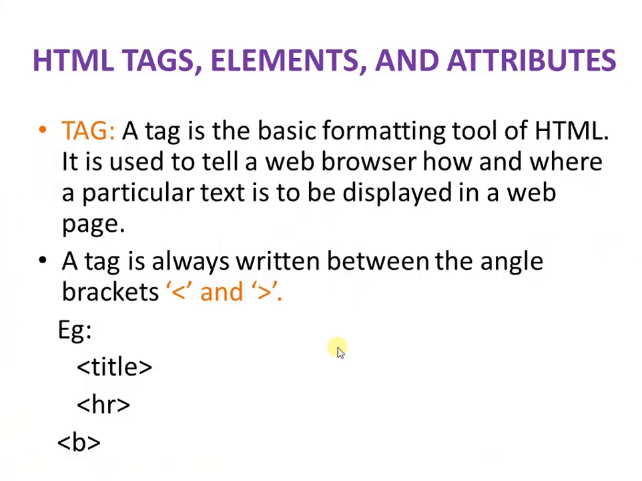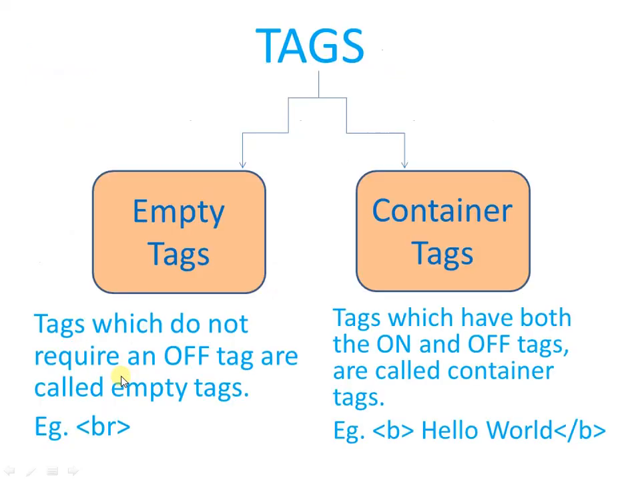Now moving on to HTML tags, elements and attributes. A tag is the basic formatting tool of HTML. The tags we just used, the HTML tag, head tag, title tag, body tag, are all tags in the HTML document. A tag is always written between angle brackets. Between these two brackets we have to write the name of the tag. You can see the example here of the tags.